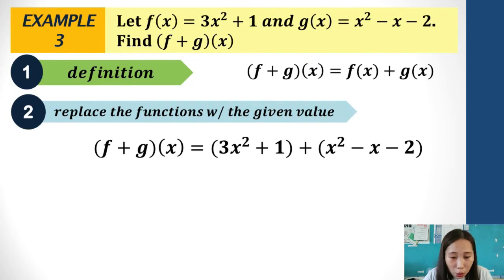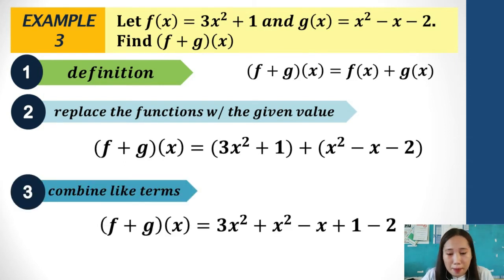So, ang nangyari dito, f plus g of x equals yung f of x natin mula sa definition, naging 3x squared plus 1 kasi ito yung given. And plus tayo, parenthesis, ano yung g of x natin sa given? X squared minus x minus 2. So, yan ang pinalit dyan sa g of x. Okay. So, replace lang. Substitute.